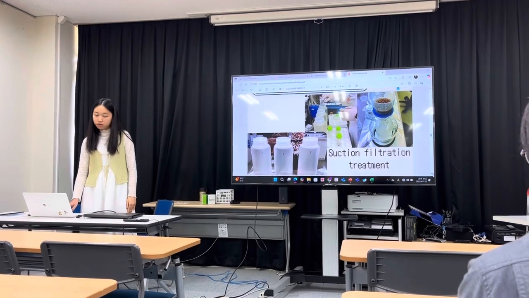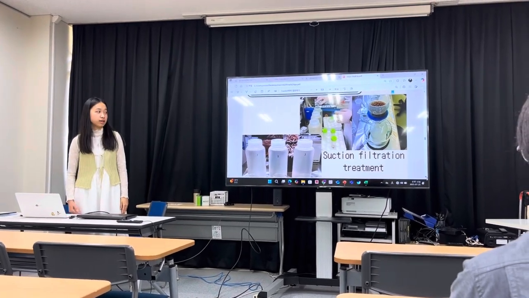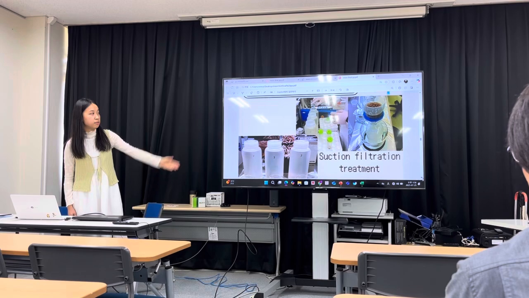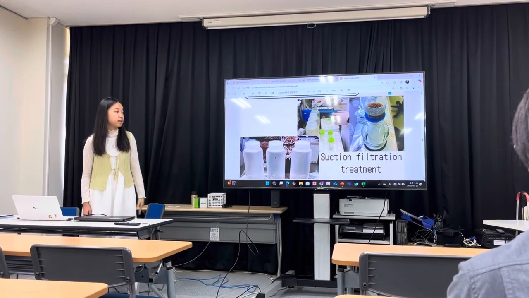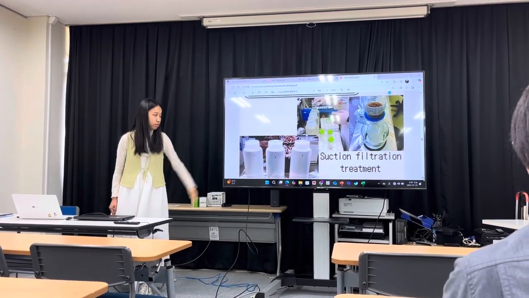Here are the photos of us doing the suction filtration, and we are preparing a sample by pouring acetic acid, and the sample is done here.